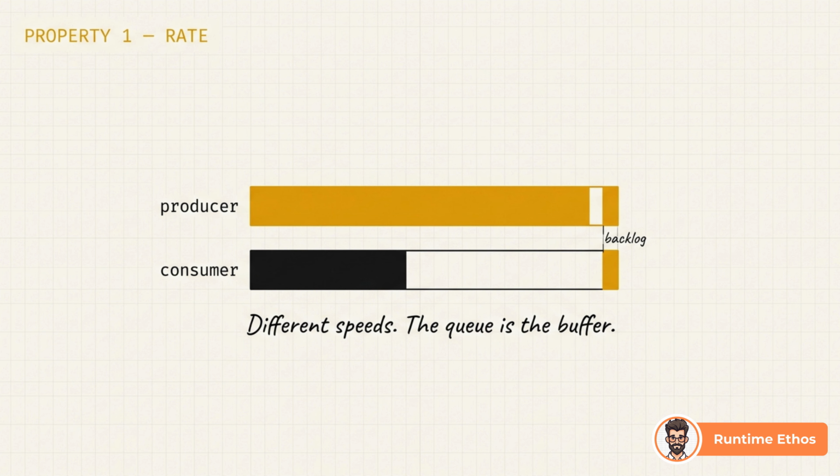First, rate. The producer and consumer don't have to run at the same speed. A spike that would immediately crash a synchronous consumer, it just becomes a backlog. The system absorbs it, as long as the consumer eventually catches up. The queue is the buffer.